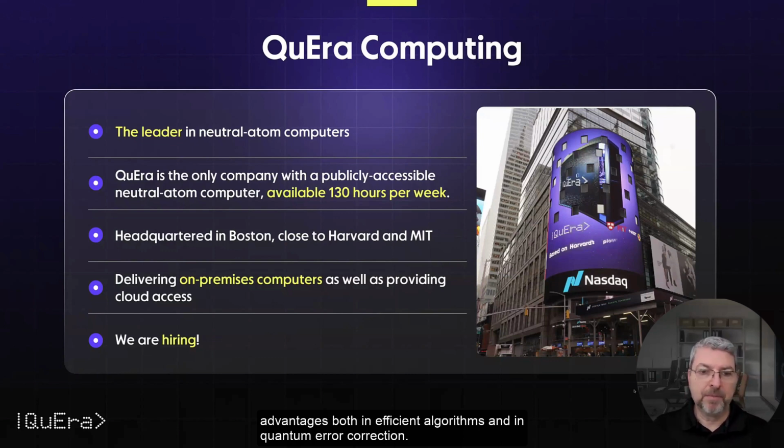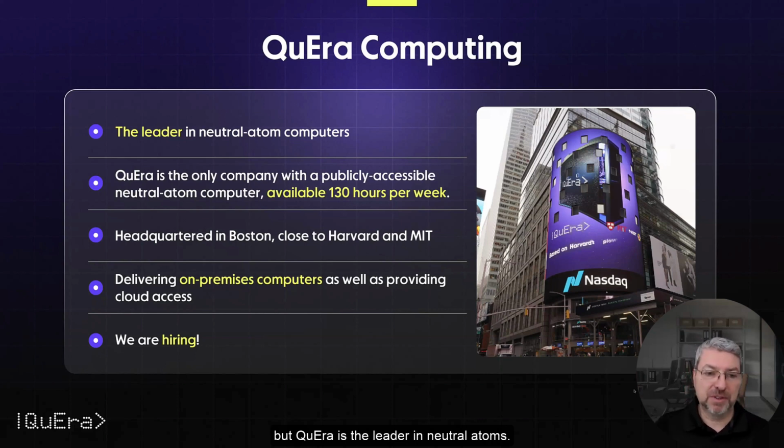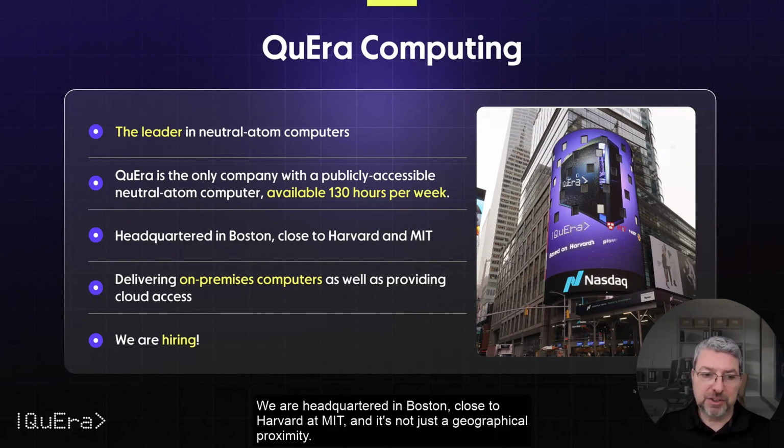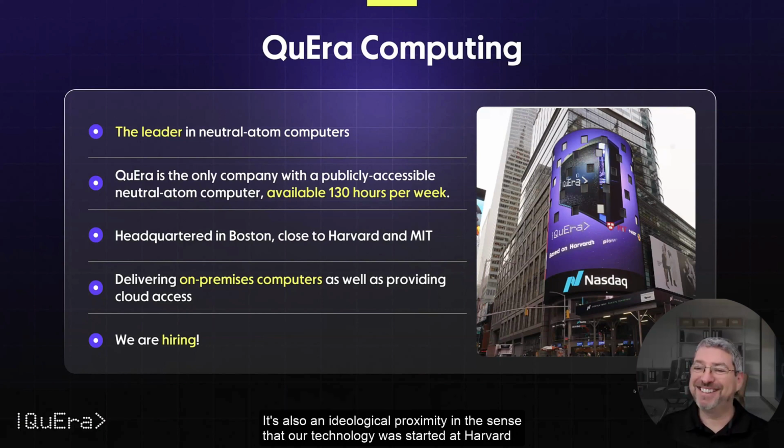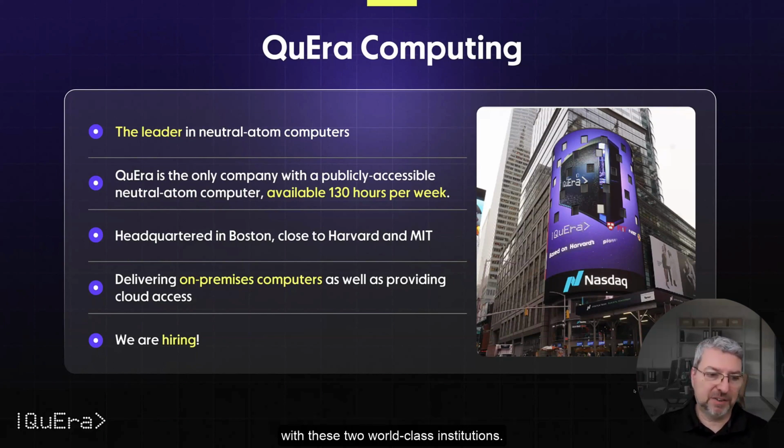and that creates significant advantages both in efficient algorithms and in quantum error correction. And we believe that not only neutral atoms is the best way to create quantum computers, but QuEra is the leader in neutral atoms. QuEra, in fact, is the only company with a publicly accessible neutral atom computer, available 130 hours a week on Amazon Braket. We are headquartered in Boston, close to Harvard and MIT, and it's not just a geographical proximity, it's also an ideological proximity in the sense that our technology was started at Harvard and MIT. Our founders were from Harvard and MIT, and we continue to enjoy very close collaborations with these two world-class institutions.